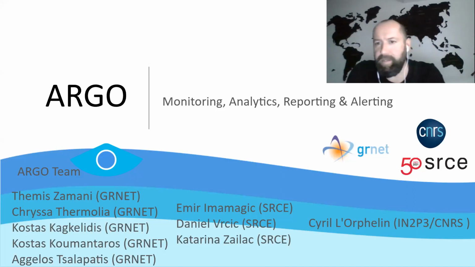Argo is a product of three institutes. So three institutes are working on it. SRCE, which would be us from Croatia, GRNET from Greece, and CNRS, Cyril from France. Here are the current names of the people working on the project. So, as Giuseppe said, Argo is the official monitoring system in EGI and IOSC.